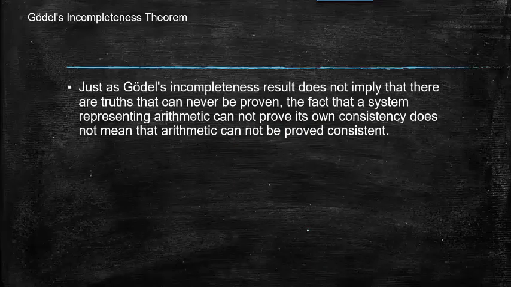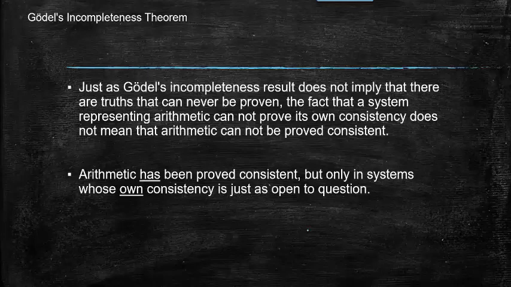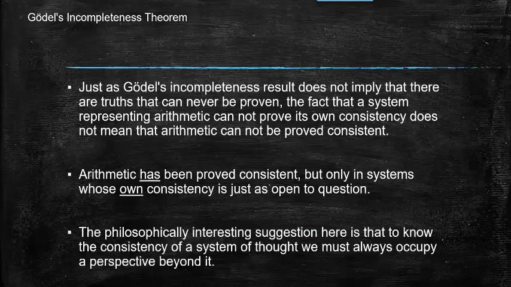So just as Gödel's incompleteness result does not imply that there are truths that can never be proven, the fact that a system representing arithmetic cannot prove its own consistency does not mean that arithmetic cannot be proved consistent. Arithmetic has been proved consistent, but only in systems whose own consistency is just as open to question. So the philosophically interesting suggestion here is that to know the consistency of a system of thought we must always occupy a perspective beyond it.